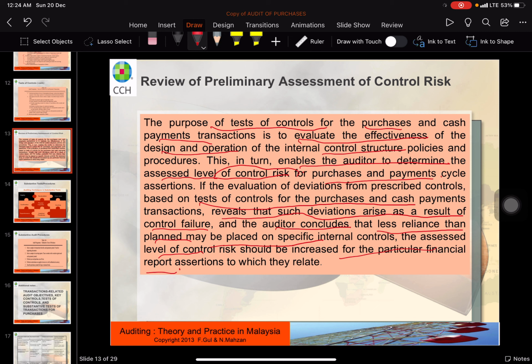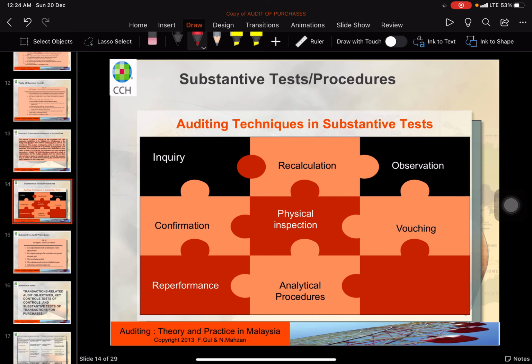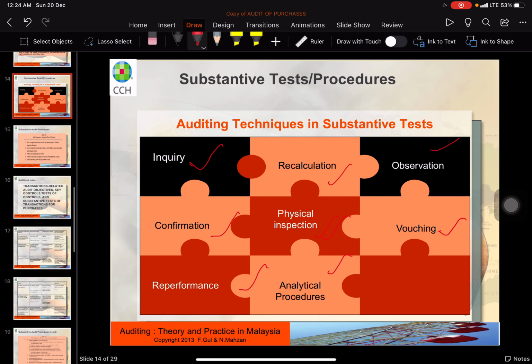So it means that we have to test the control. If the test shows the control is good, you can rely more on the internal control system. If the test shows that it's not too good, you couldn't rely on the internal control system. These are the procedures or techniques that can be used by the auditor: number one is inquiry, recalculation, observation, confirmation, physical inspection, vouching, reperformance, and analytical procedures.